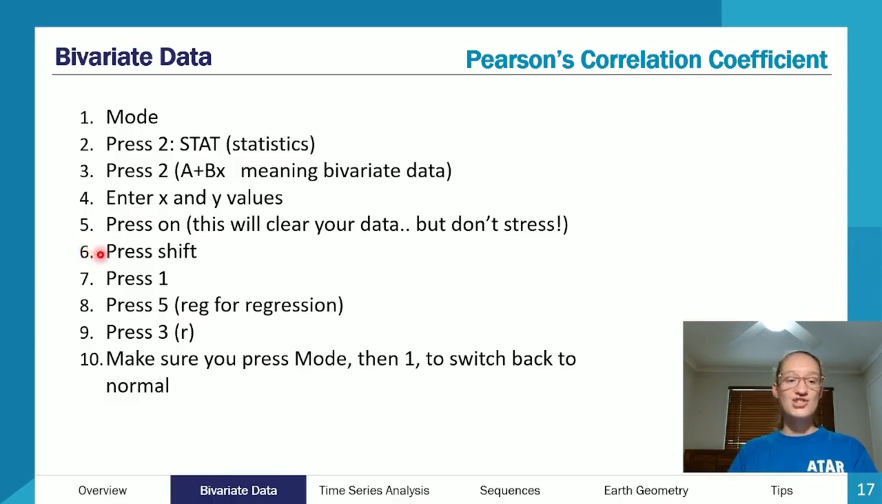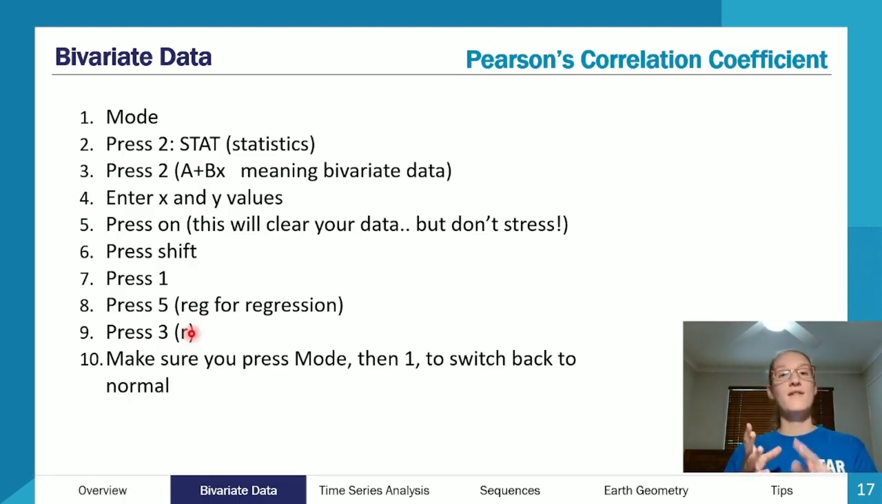And then after that, you press Shift 1, 5, and 5 will be associated with REG, which is short for regression, which is what we're doing. We're doing regression data analysis. And then you press 3, which will correspond with R. Once you hit enter, that will give you your R value. And if anything like this doesn't quite line up along the way, go back and give it another try.